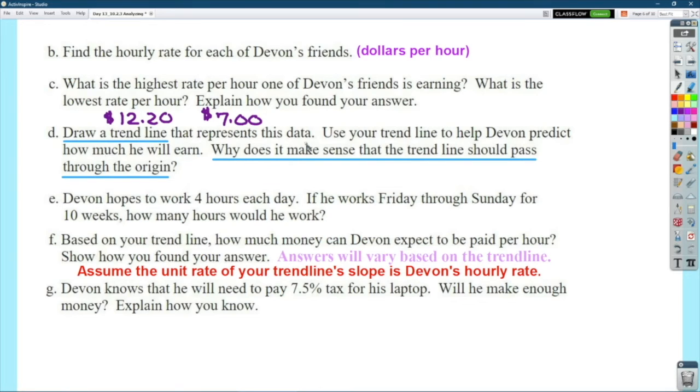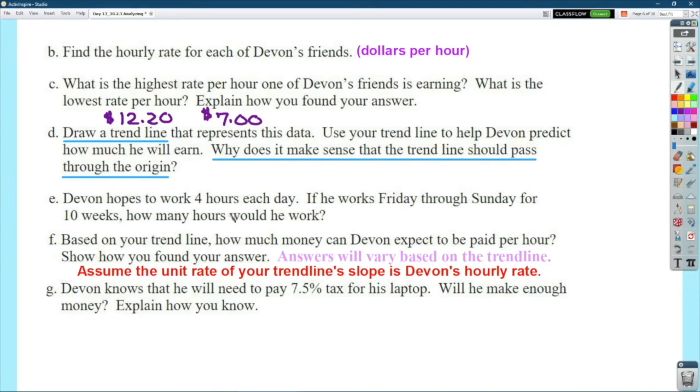Draw a trend line that represents this data. We've already done that, so we'll look at that. Use your trend line to help Devin predict how much he will earn. Why does it make sense that the trend line should pass through the origin? Well, I don't necessarily agree with this, but the reason would be if you worked 0 hours, you make 0 money. So you are being asked to put it through the origin, which I did. It's because if you work 0 hours, you make 0 money.